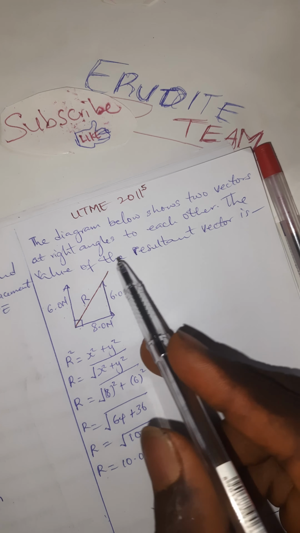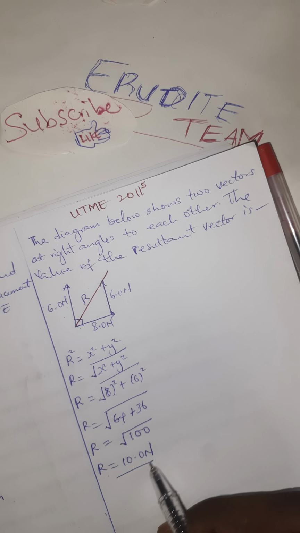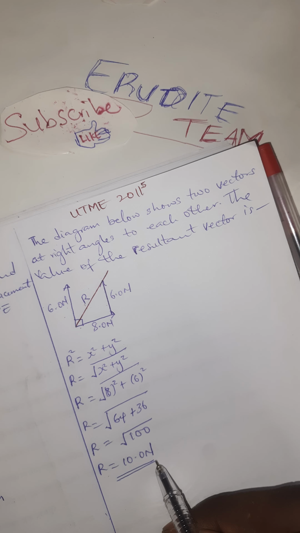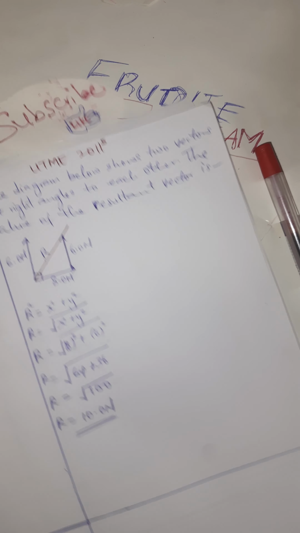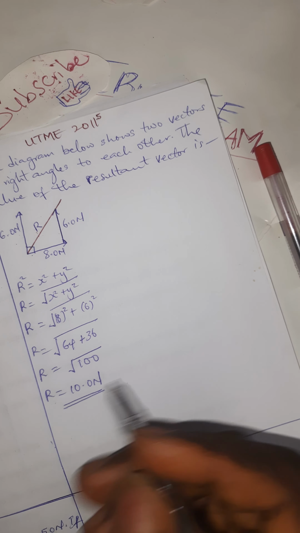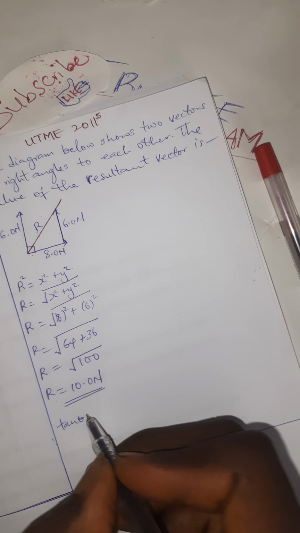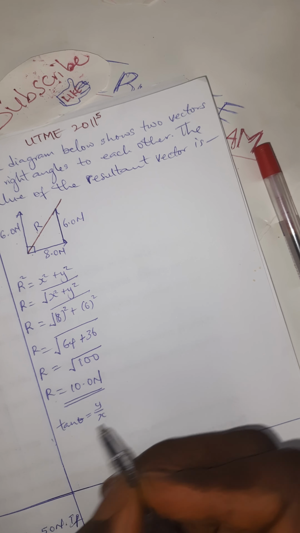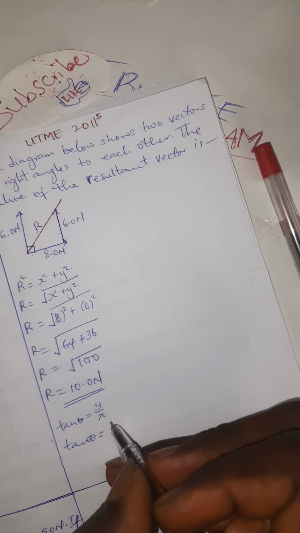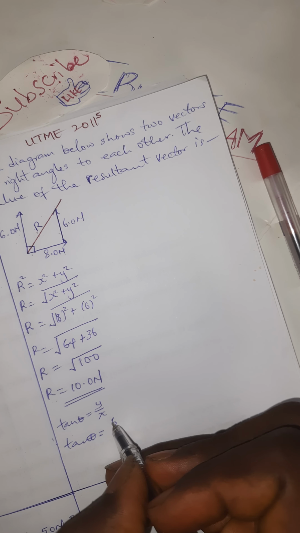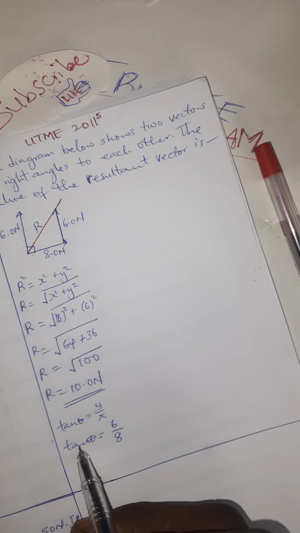So the answer, the magnitude of the resultant, is 10.0 Newton. But the question asks nothing concerning the direction. But if the question asks about direction, what are you going to do? You just have tan theta equals y over x. So you have tan theta equals 6 over 8, and you find the value, then you substitute and get your value of theta.